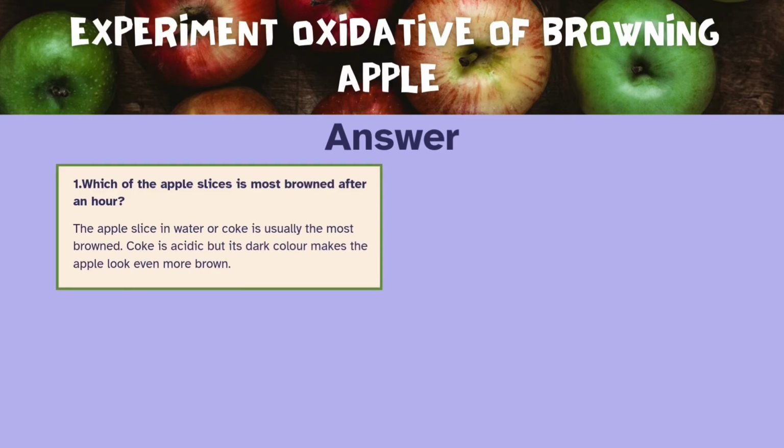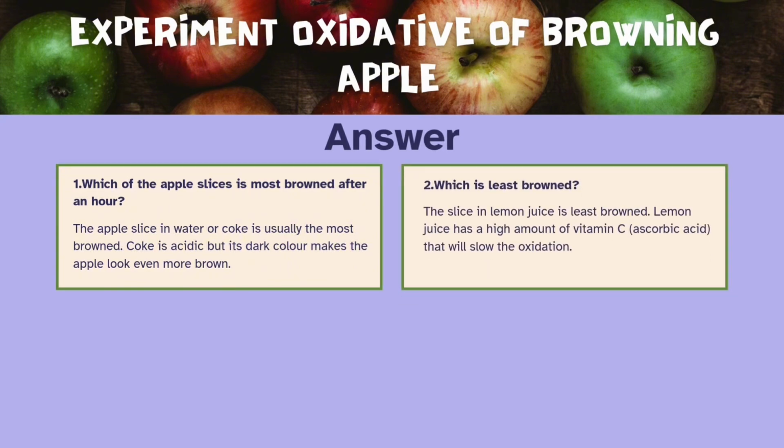So the first answer, the apple slice in water or Coke is usually the most brown. Coke is acidic, but its dark color makes the apple look even more brown. For the answer to the second question, the slice in lemon juice is less brown. It is because lemon juice has a high amount of vitamin C, which is ascorbic acid, that will slow the oxidation.